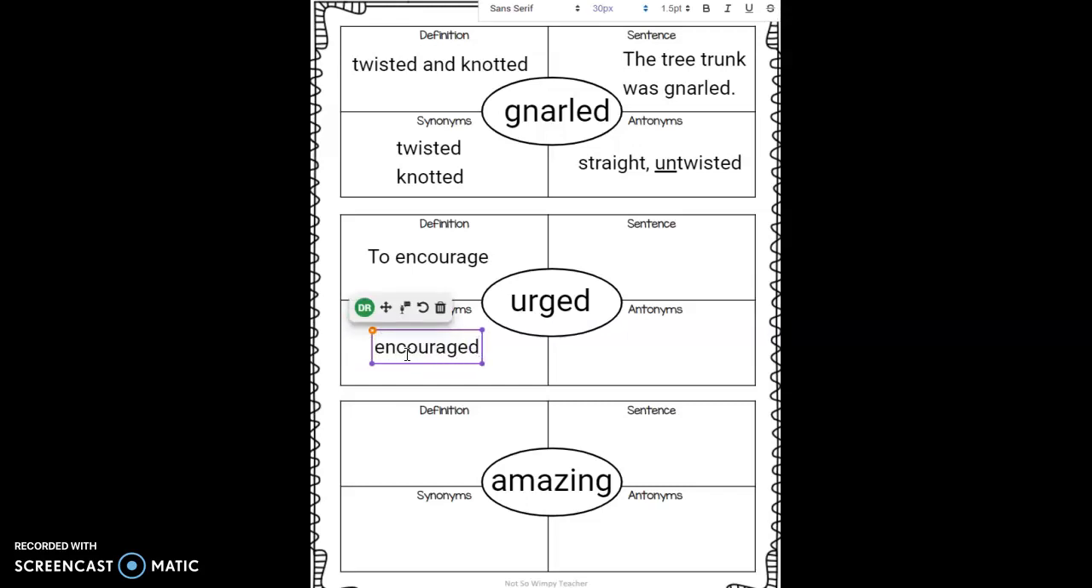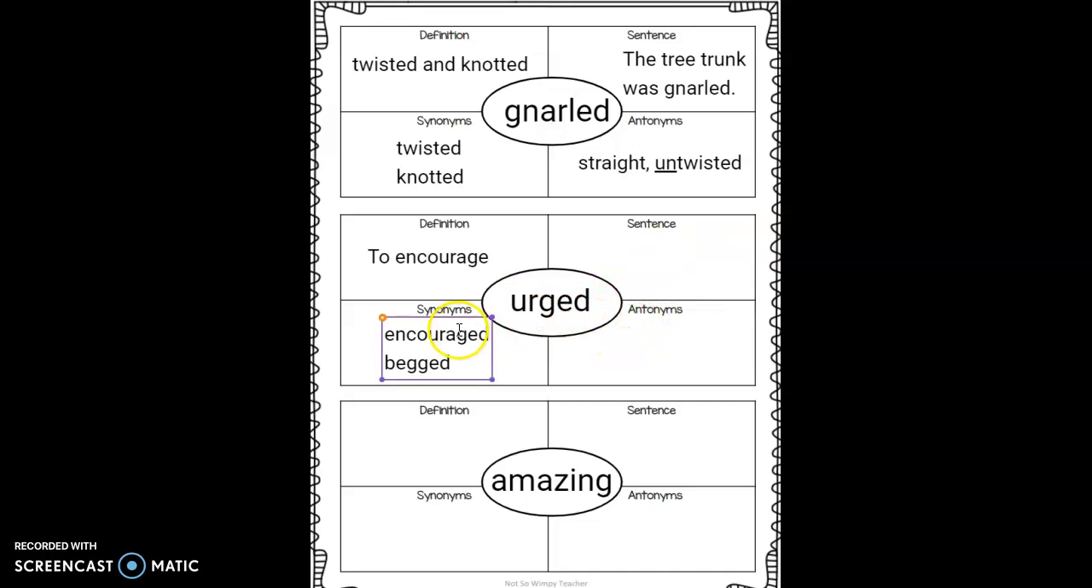You're encouraging someone if you're urging them. And also begged. Encourage and beg are a lot like urge. You're begging somebody, please let me do it. Please give me what I want. You are urging them. Please do what I want you to do.